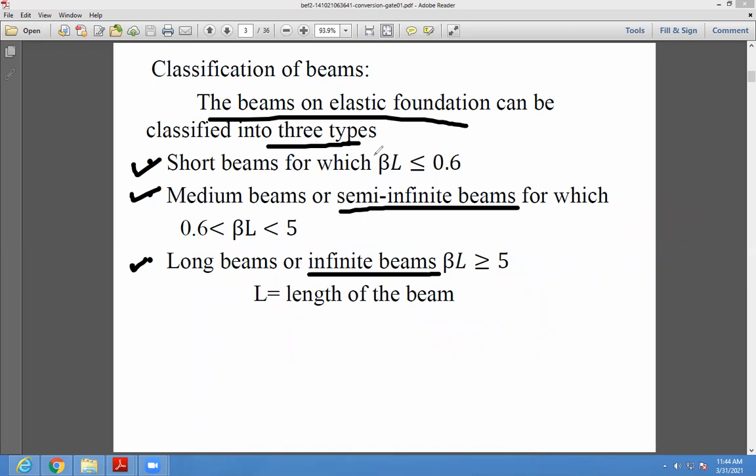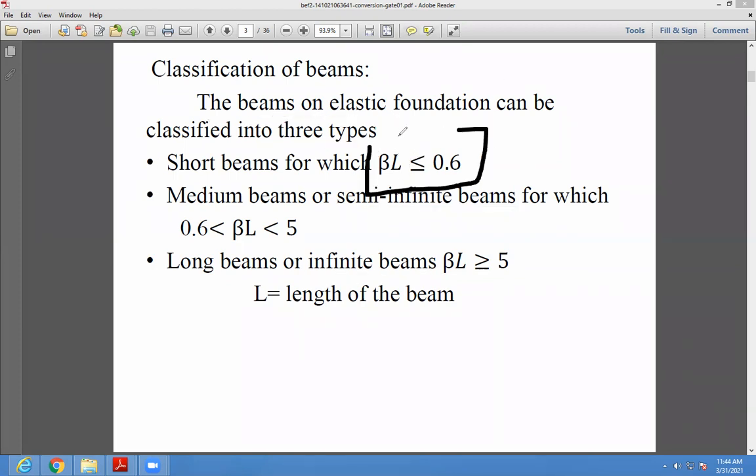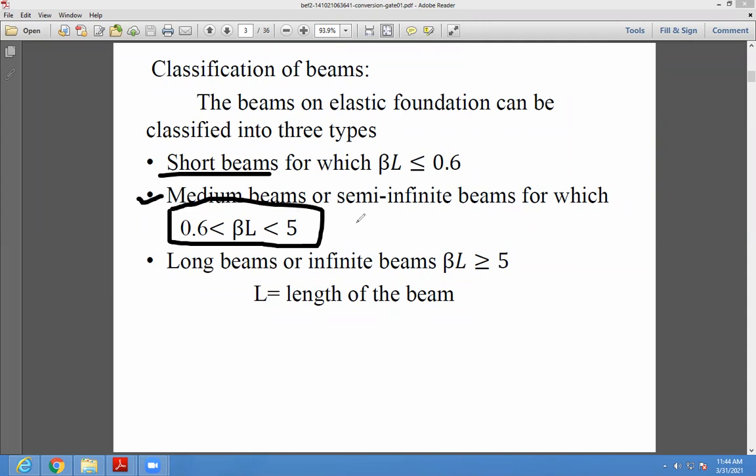One is short beam having beta L, where yesterday we took the value of beta in terms of K and EI. Beta L less than or equal to 0.6, where L is the length of the beam, is called a short beam. If beta L is greater than 0.6 but less than 5, then it is called a medium beam or semi-infinite beam.